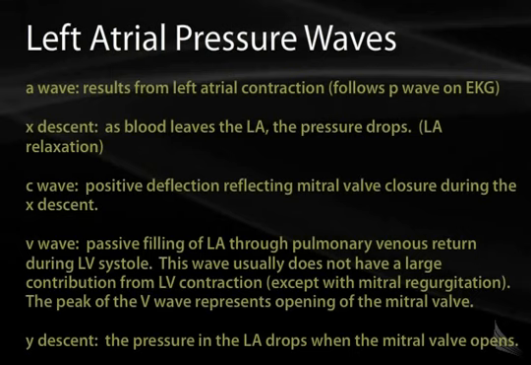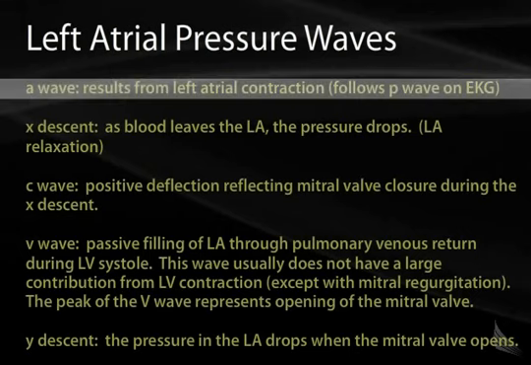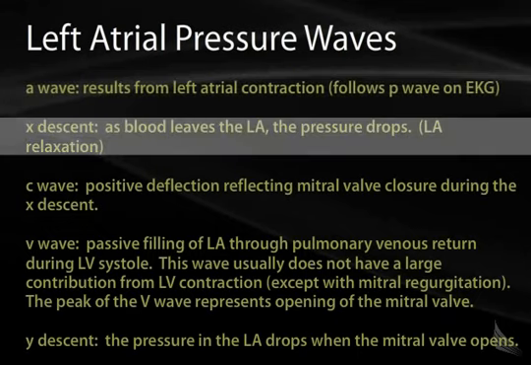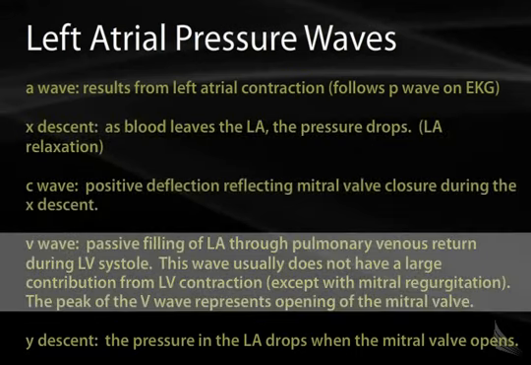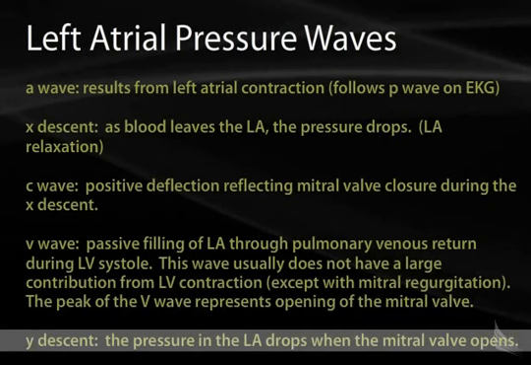The left atrial pressure waves are analogous to the right atrial pressure waves. The A wave results from left atrial contraction. The X descent is caused by blood leaving the left atrium. The C wave is caused by mitral valve closure. The V wave is caused by passive filling of the left atrium from the pulmonary veins. And the Y descent is caused by the pressure drop in the left atrium when the mitral valve opens.